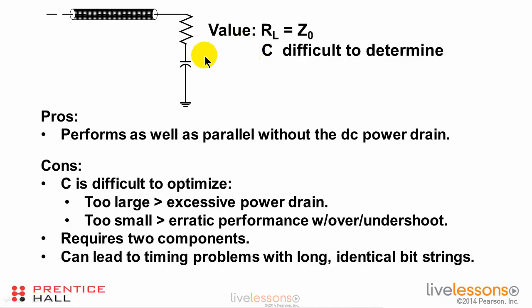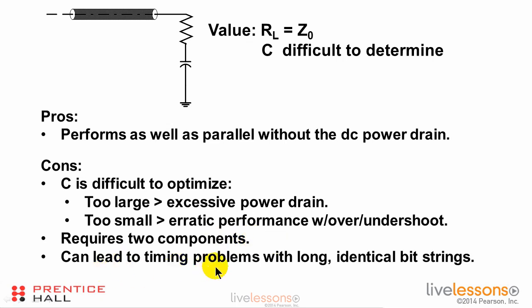Now, some of those limitations are overcome when we put a capacitor in series with the load resistor. This blocks the DC flow, but still terminates the transmission line correctly for AC signals. But this has some problems. The value of C is kind of difficult to optimize. It's easy to get it to be too large or too small. It does require two components instead of one.